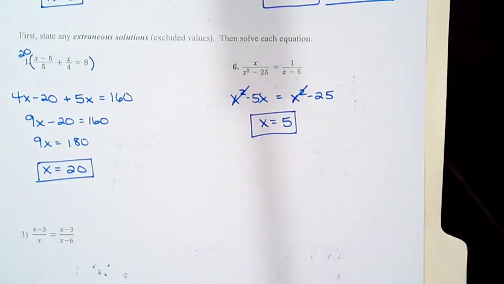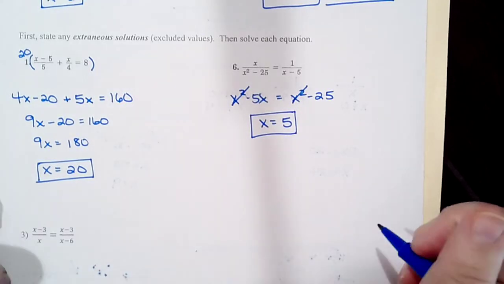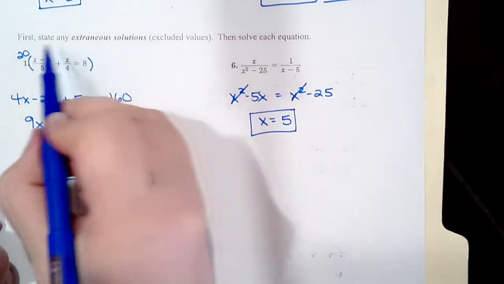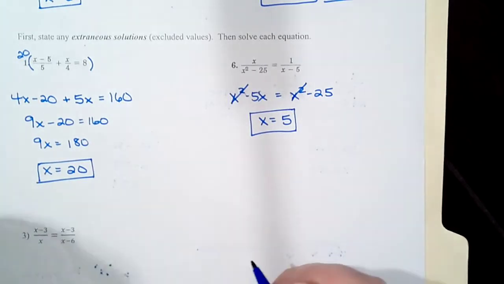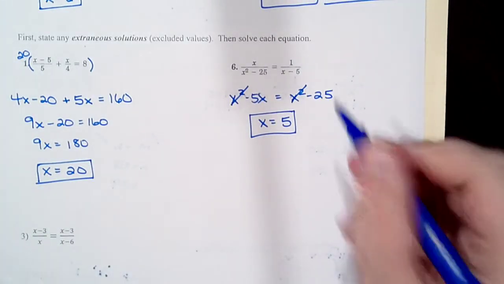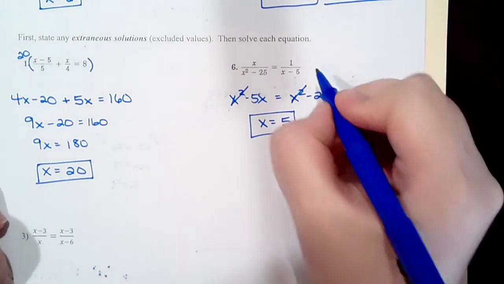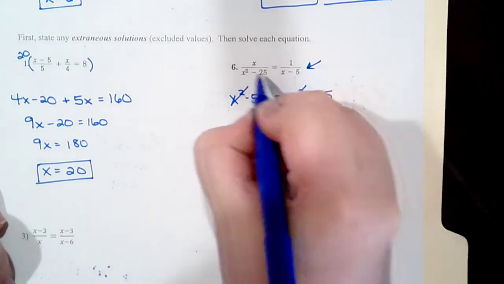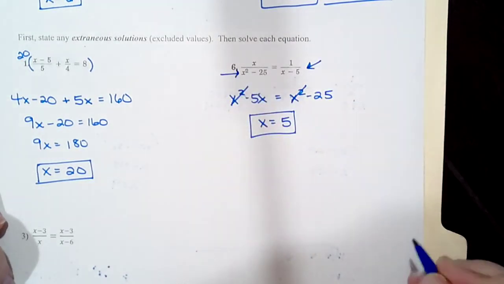However, did you catch the mistake I made? I get so excited about cross multiplication that I didn't follow directions. It says first state any extraneous solutions, then solve. I was like, nah, gotta solve it, got too excited. So even though I did it wrong, let's go back and double check. Are there any solutions that would cause problems?